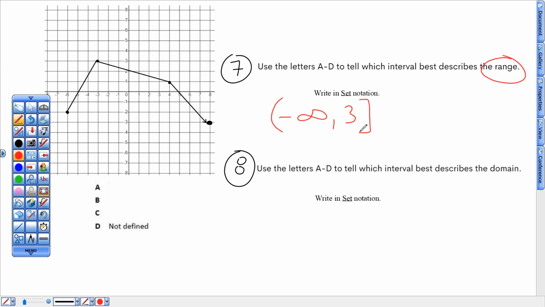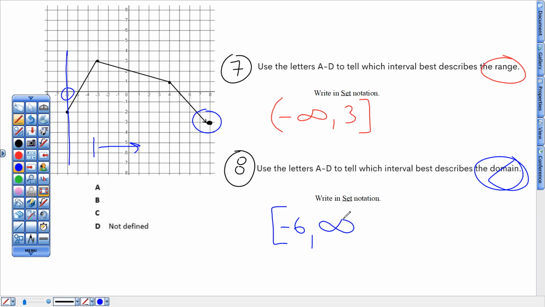The domain is measured left to right, using not the y numbers, but the x numbers. So this -6 square bracket, because that is an included data point. And then the tricky one, arrow looks like it's going downhill, looks like it should be negative infinity, but it's not negative infinity. Domain, like all intervals, measured left to right. So that arrow is going off to the right. So that is positive infinity, always rounded for set notation.